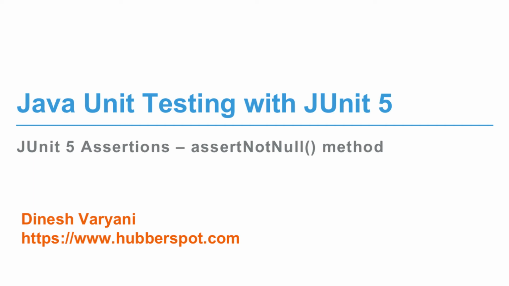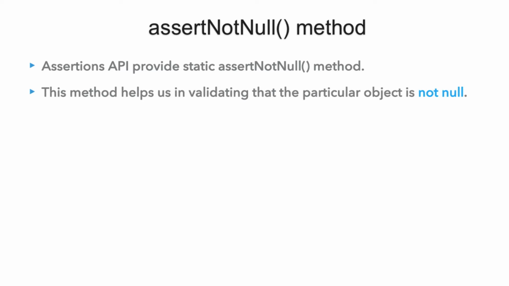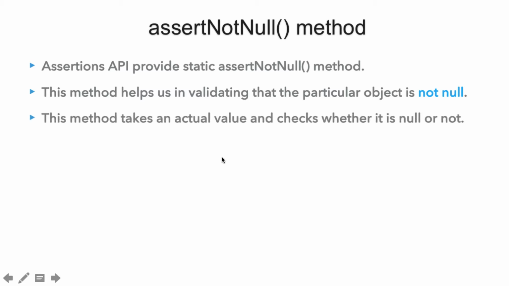Hi everyone. So let's continue to discuss JUnit 5 assertions, and in today's lecture we will discuss the assert not null method. So friends, the Assertions API provides a static assertNotNull method. This method helps us validate that a particular object is not null. So what it means is, this method takes in an actual value and checks whether it is null or not. So as the name suggests, assert not null.